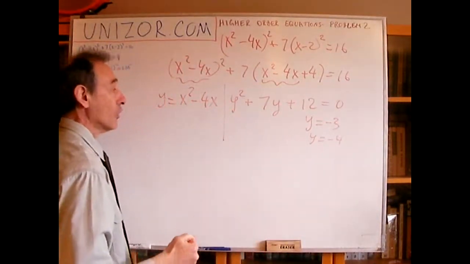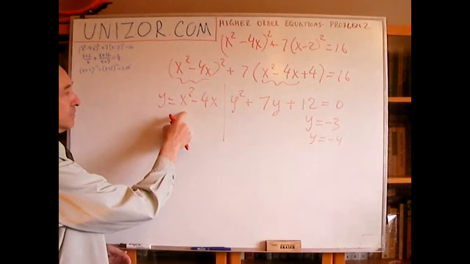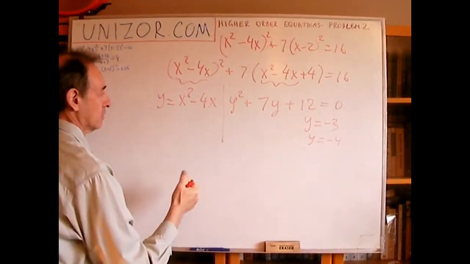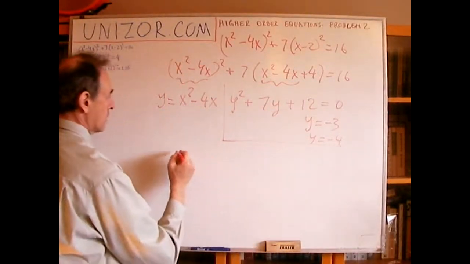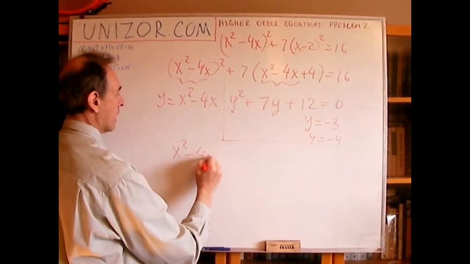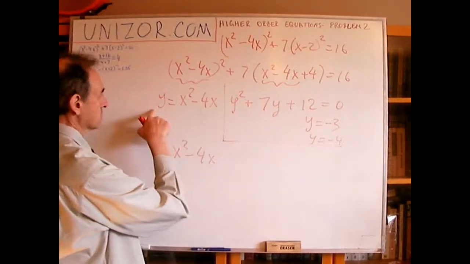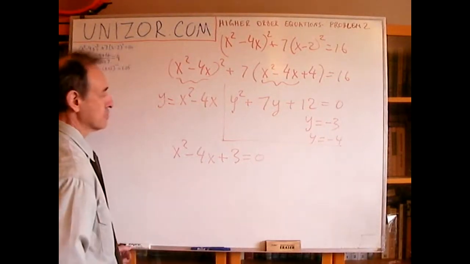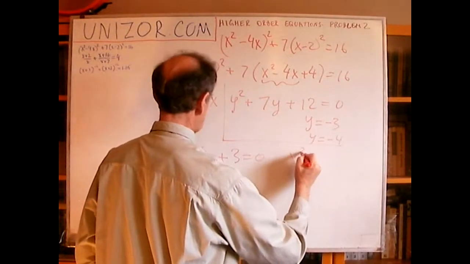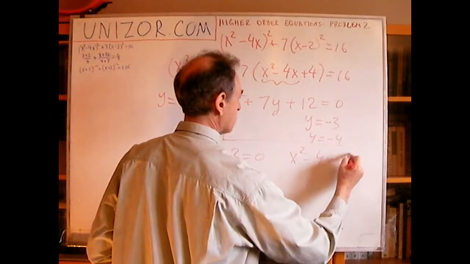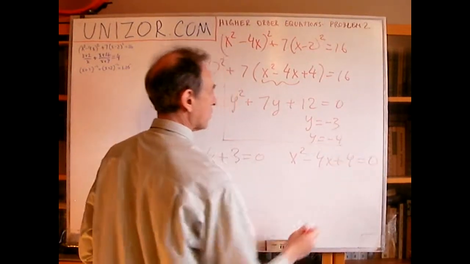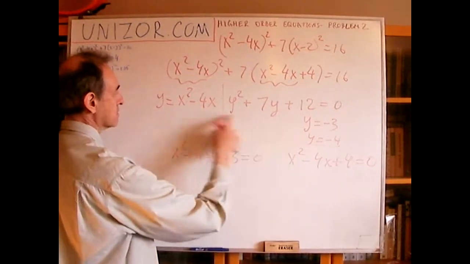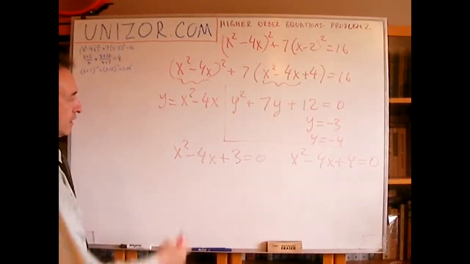Okay, now knowing that, I can use this expression and basically find x. Now that's easy. So x squared minus 4x, this is minus 3, so it will be plus 3 equals 0. That's one equation. And another is x squared minus 4x plus 4 is equal to 0. This is from minus 3, and this is from minus 4.